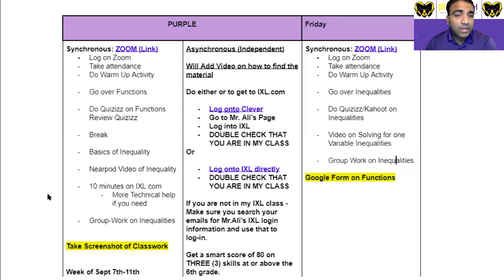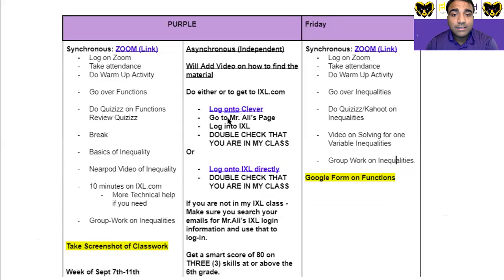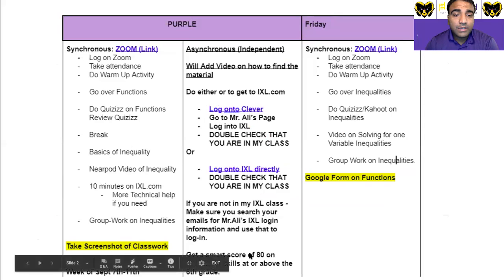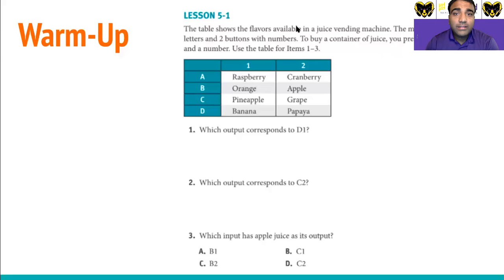We'll watch a video on inequalities. And then this is where I do want to help everyone log on to IXL. So maybe we'll do this for the last 10 minutes of class. I do want to take a screenshot of classwork so I can use it to just get participation points for the day. Asynchronous is getting onto that IXL.com. And you just want to get a SMART score of 80 on at least 3 skills above the 6th grade level.